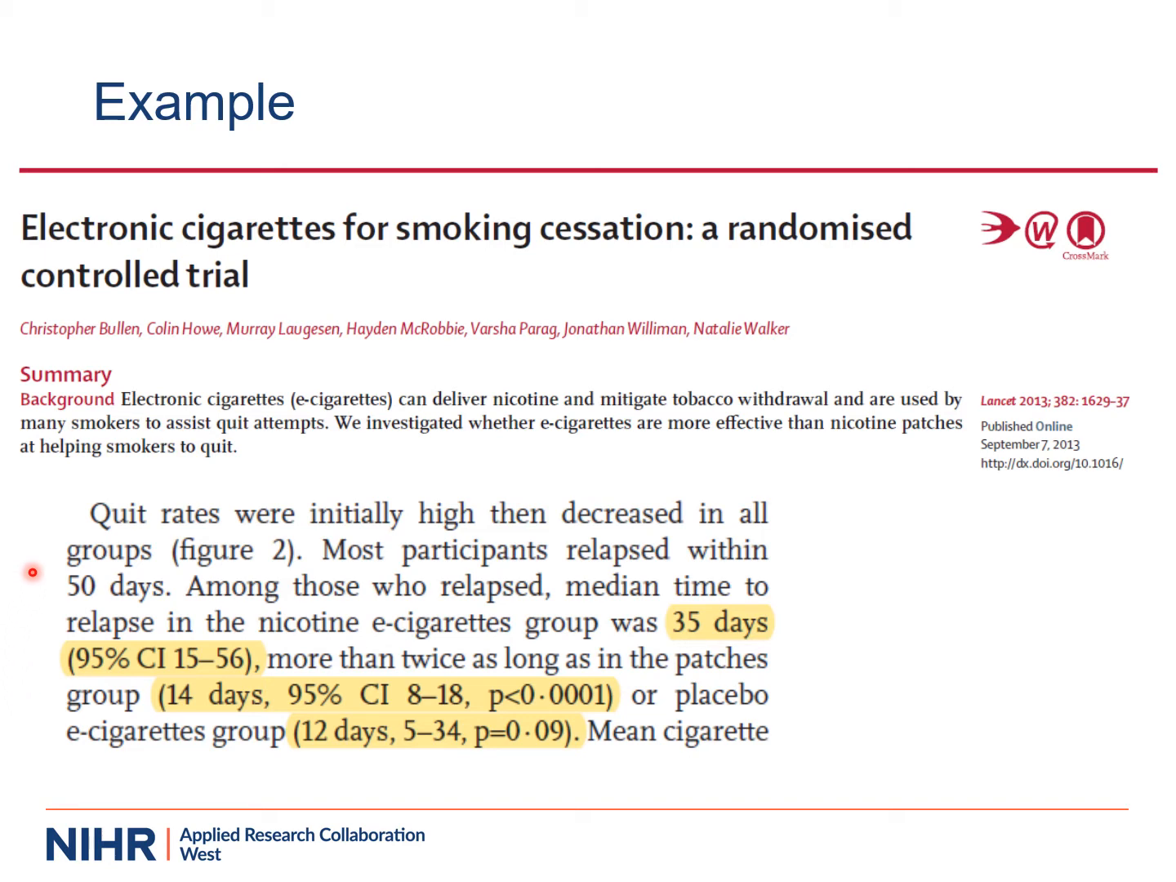So they say that most participants relapse within 30 days after stopping smoking. But they found a difference in the different groups. So the people using the nicotine e-cigarettes, their time to relapse was 35 days, and then they show this confidence interval. And then because they compare it to a different group, and this is the one that uses the patches, they again show the results. So this is their estimate for this group, followed by the confidence interval and the p-value. So this p-value shows what the difference is between the first group and the second group. And then they also compare this to the placebo e-cigarette group, and again they show you the estimate and the confidence interval and the p-value. So we will come back to this paper at the end of this session, and then hopefully these concepts make more sense to you.